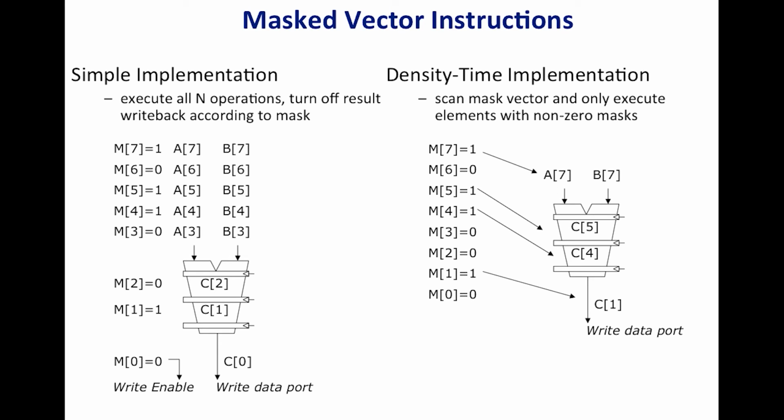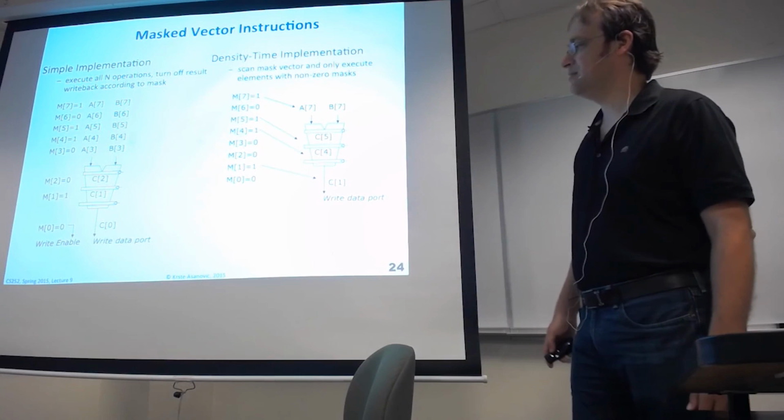There are people who talked about doing density time implementations where you actually compress out the zeros. So you don't do the work if there's nothing to do. This has a bunch of implications on how well you can actually do this in a real microarchitecture, depending on when these bits become available in the machine, and also the complexity of actually doing this compression. But people have done that in real machines.